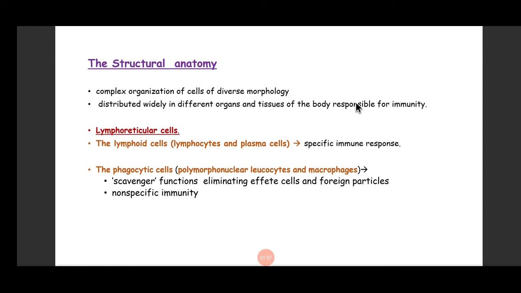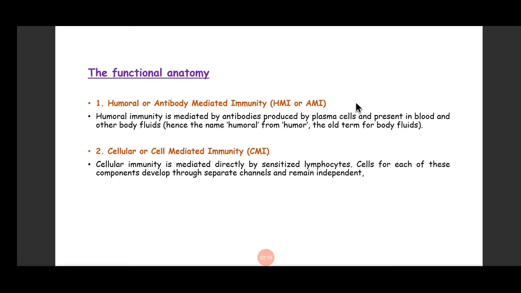And the other cells of the immune system are phagocytic cells, and they are polymorphonuclear leukocytes, macrophages and monocytes. They have a scavenger function. They eliminate old, effete cells and foreign particles from the body. And together they are called lympho-reticular cells, or the immune cells, in simple words. They all are immune cells. So they are of two types, lymphoid cells and phagocytic cells.